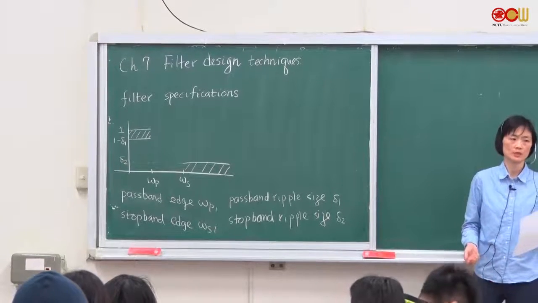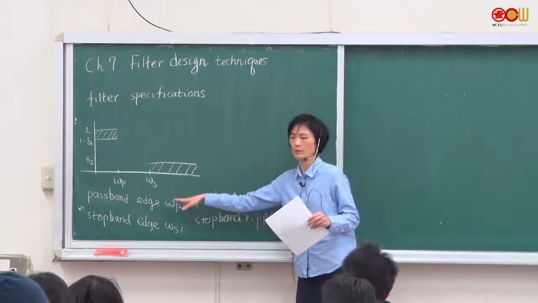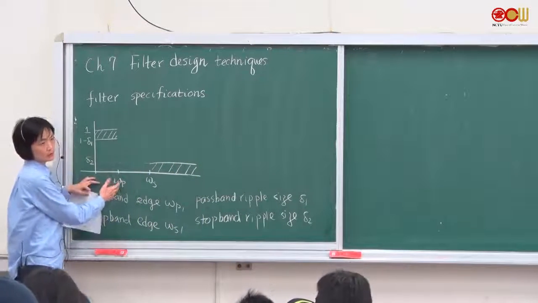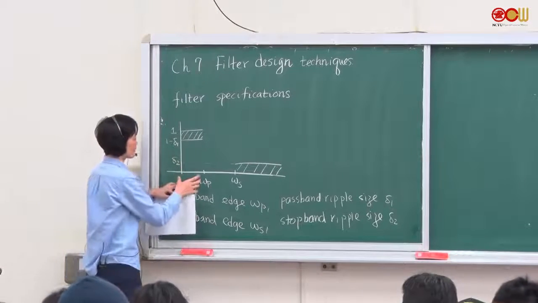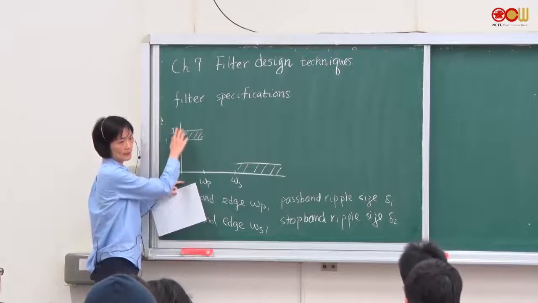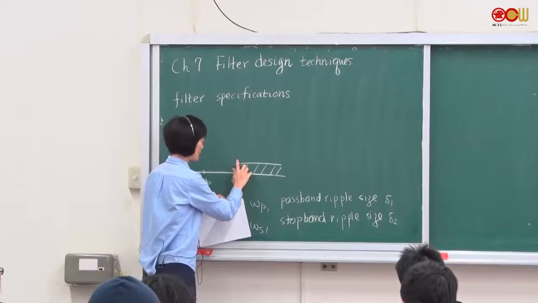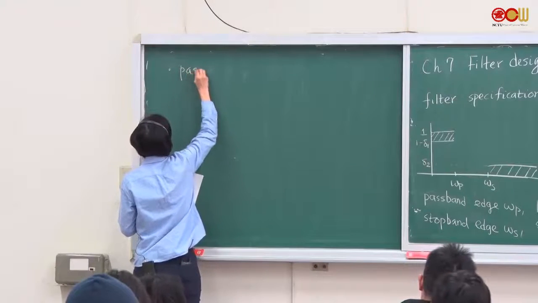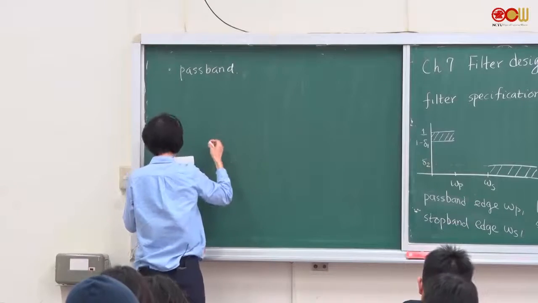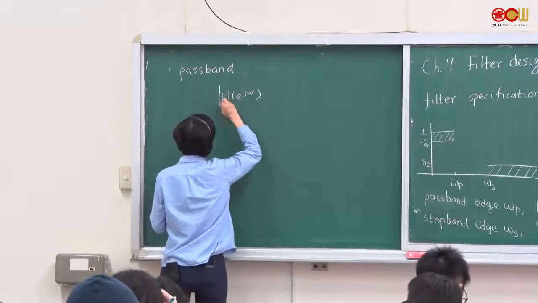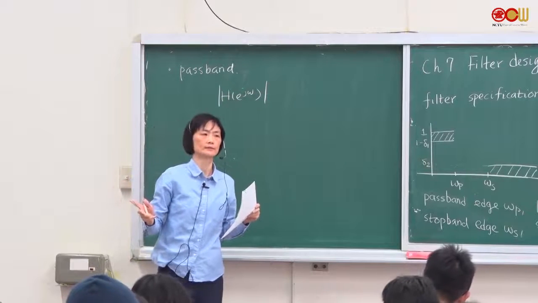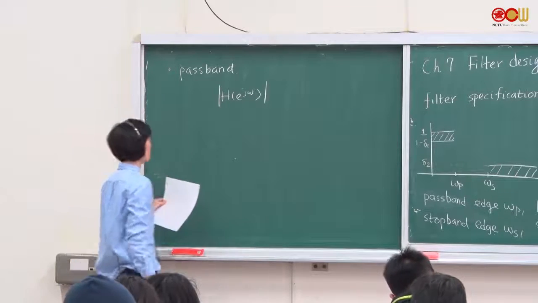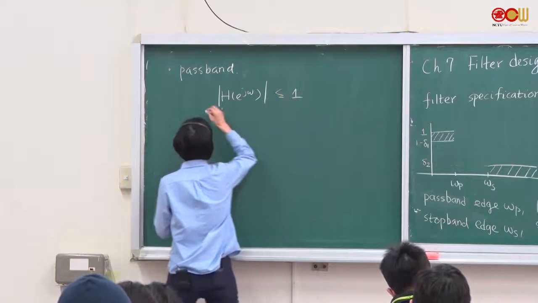So when we talk about filter specification, it's basically these 4 numbers: omega P, omega S, delta 1, and delta 2. Suppose we want to design a low-pass filter, then this is where the passband is going to be. The passband can only be in this range, and the stopband can only be in this range. Let me write it down. In the passband, what we usually specify is the magnitude response. For most applications, the magnitude response is the thing that we are concerned with. So in the passband, the magnitude is in this range.